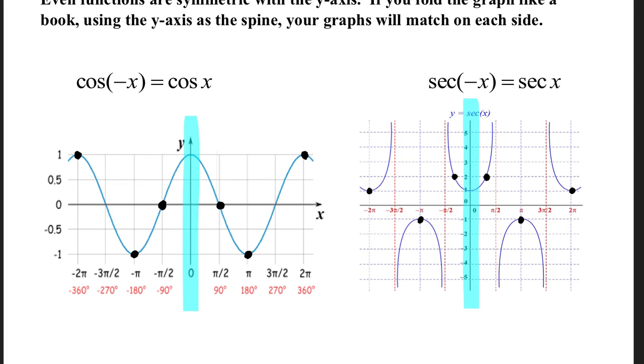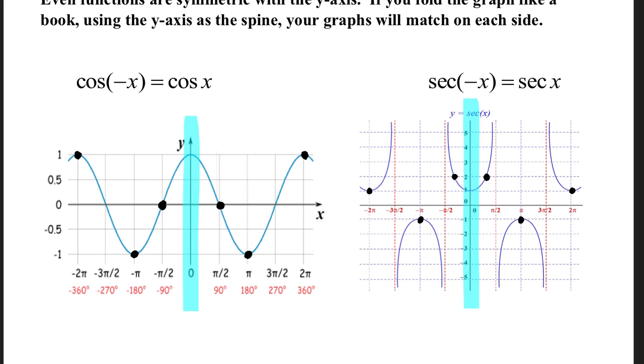Even functions are symmetric with the y-axis. If you fold the graph like a book using the y-axis as the spine, your graphs will match on each side. Cosine and secant are even functions. If we take the graph of cosine, crease at the y-axis, and if you were to fold the right side over onto the left side, essentially closing the book, both sides would touch perfectly.